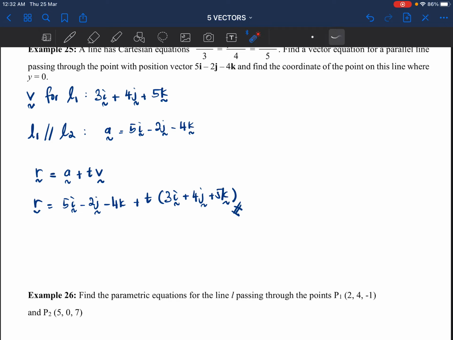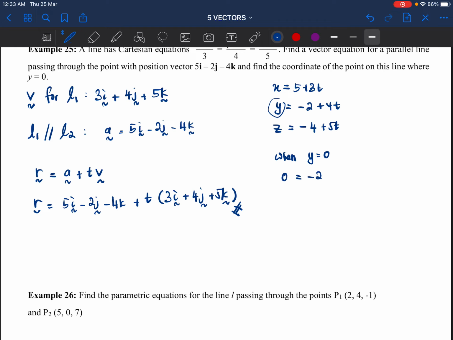Okay, so seterusnya dia suruh find the coordinate of the points on this line where y equals to 0. So bila dia sebut je y equals to 0 tu, kita kena wujudkan kita punya Cartesian equation. So kita ada Cartesian equation kita is x equals to 5 plus 3t, y equals to negative 2 plus 4t, and the last one kita ada z is equals to negative 4 plus 5t. So dia kata kat sini y is equals to 0. So ini kita boleh let sebagai 0. So when y equals to 0, so kita ada 0 is equals to negative 2 plus 4t.